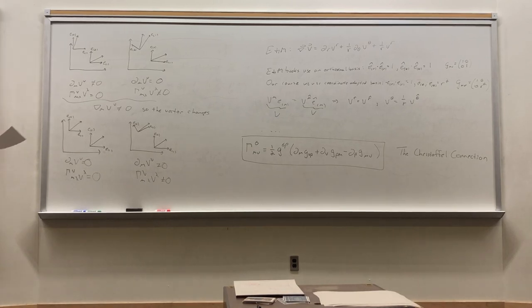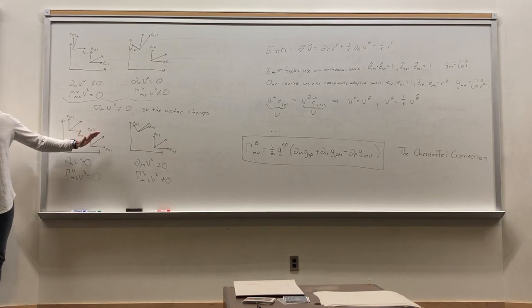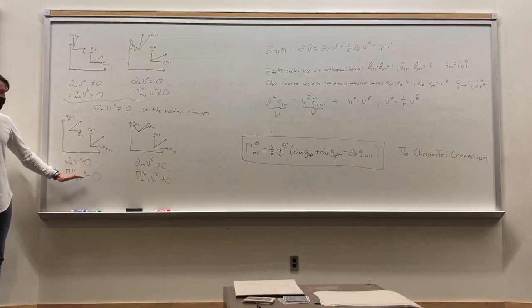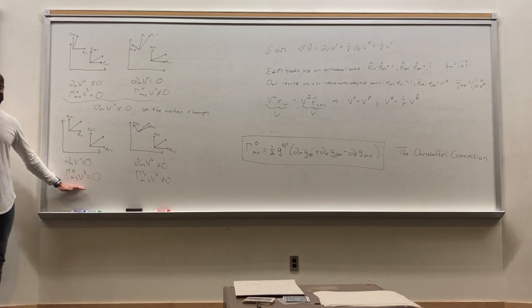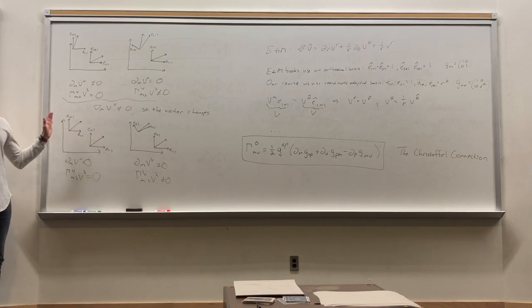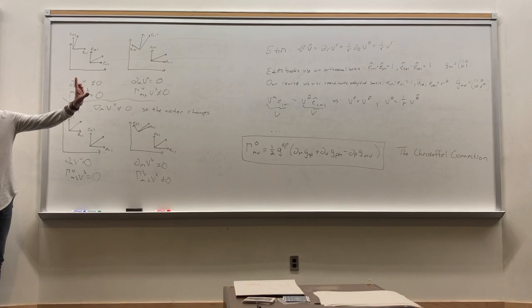So the derivative encodes how the components change with respect to the basis. The connection, transforming the vector components, tells us how the basis is changing. Obviously, this is important if you're going to use polar coordinates. Because as you're all familiar with, the theta direction and the r direction change as you move around. Right? You're all familiar with this?